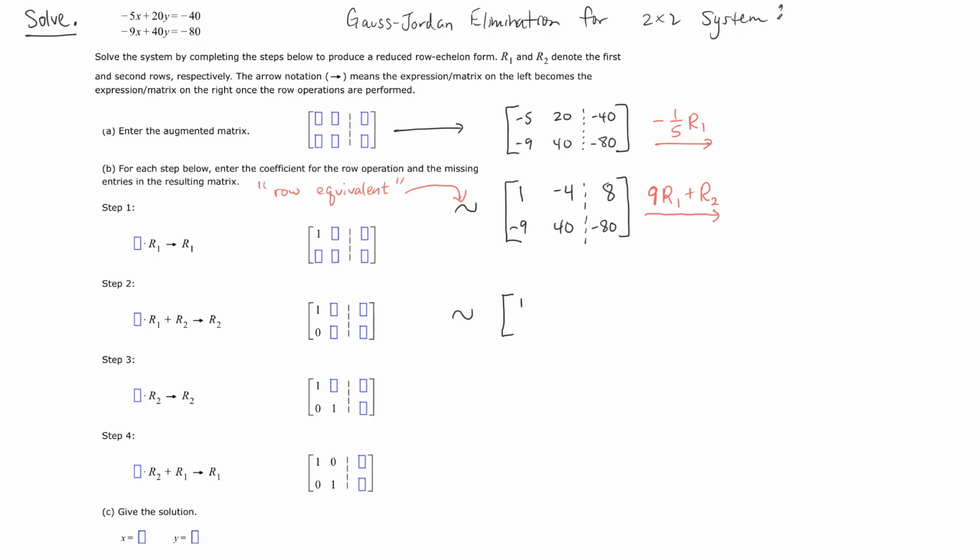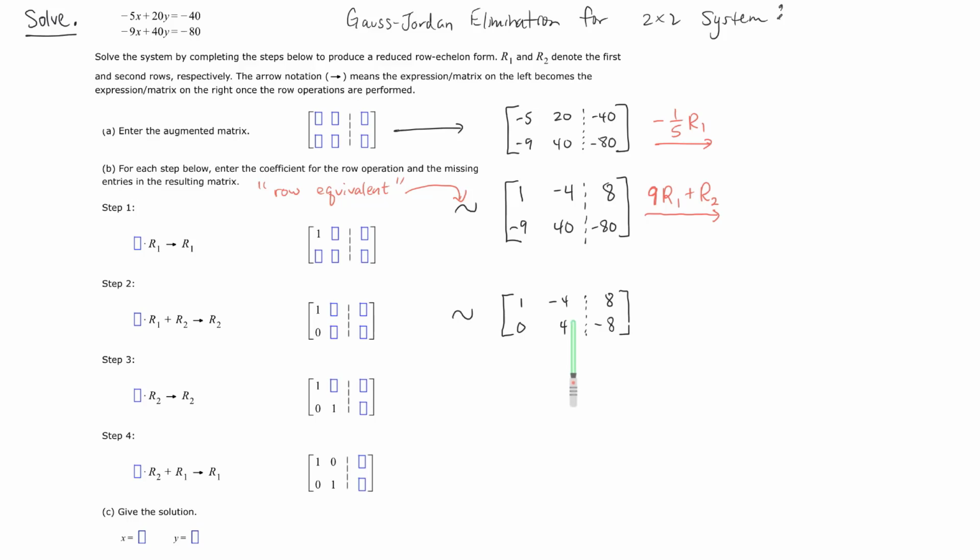And so row 1 doesn't change. I'm just simply going to copy it. And then we have 0. And then we have negative 36 plus 40, which is 4. And then 72 minus 80, which is negative 8. So notice we got the leading 1 first, and now we got the 0 right underneath the leading 1.